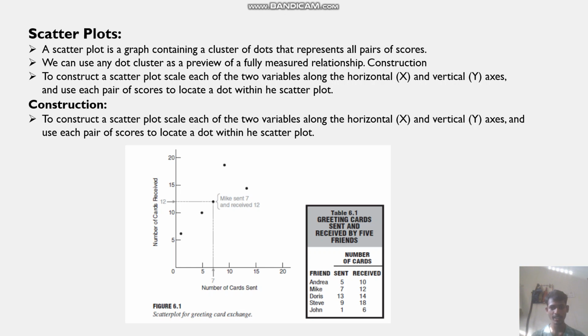Here is a dataset which contains friend, cards sent, and cards received, meaning the number of cards received and the number of cards sent, and we plotted according to the given dataset. We take the x-axis as number of cards sent and the y-axis as number of cards received. Based on the x and y-axis, we represent the graph. This is the scatter plot for the greeting card exchange.